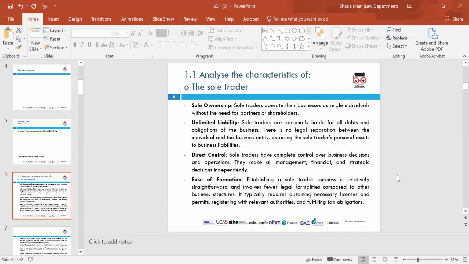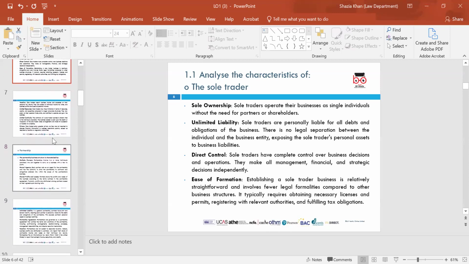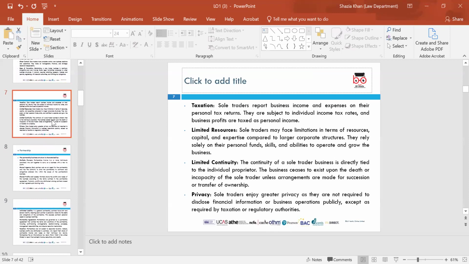The ease of formation. Establishing a sole trader business is relatively straightforward and involves fewer legal formalities compared to other business structures. It's typically obtaining necessary licenses and permits, registering with the relevant authorities and fulfilling tax obligations. So it's not a rigmarole like partnerships and limited companies. It's quite easy to set up a sole trading business. Taxation. Sole traders report business income and expenses on their personal tax returns. So with self-employment, they are subject to individual income tax rates, and business profits are taxed as personal income.